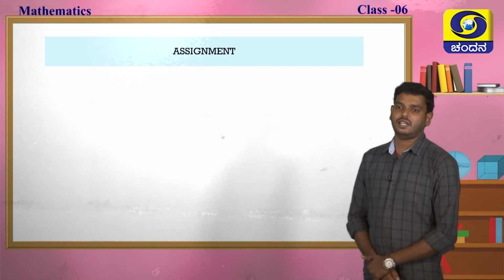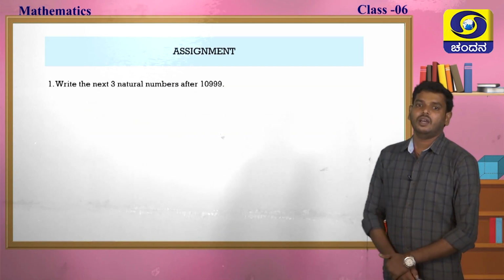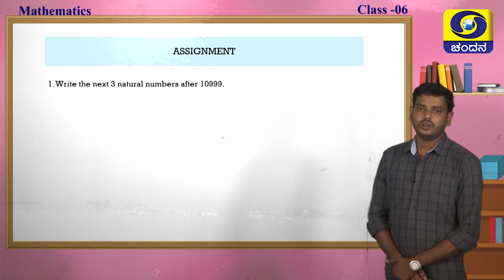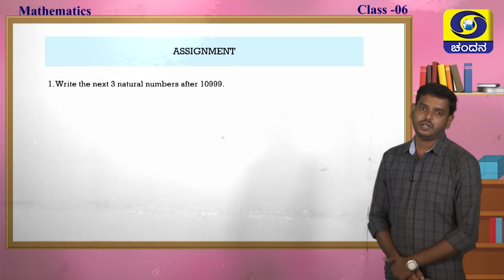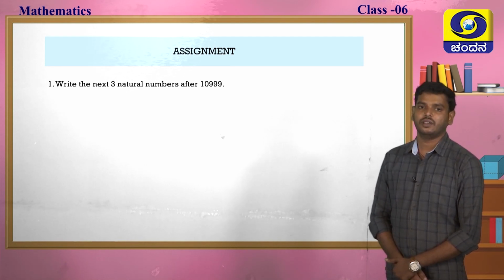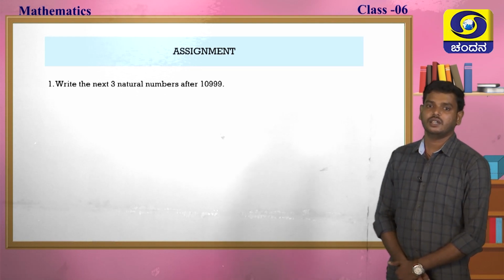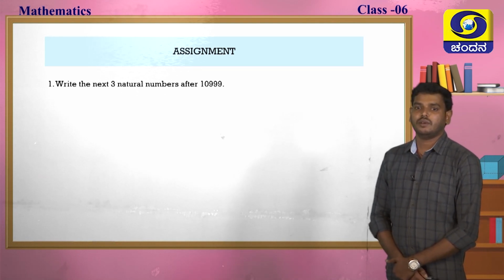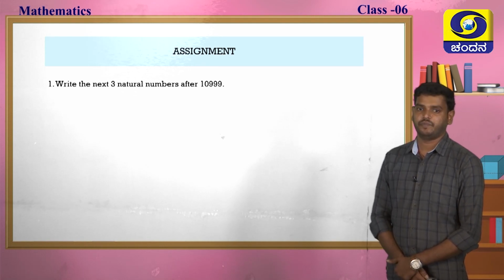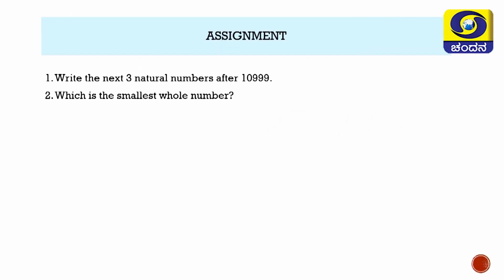Now, we have an assignment. Okay. I will display some questions now. You just have to copy down all these questions and solve them, then you should submit them to your school teacher, children. Okay. First question, read on fast. Write the next 3 natural numbers after 10999. Second question, which is the smallest whole number? Third question, write the successor of 2345670.